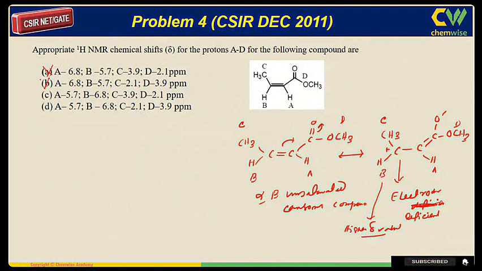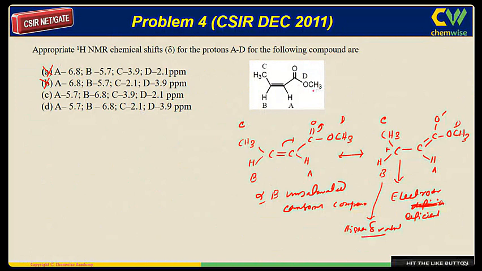These are not correct, because B has to be higher, because B is attached to an electron deficient environment. That's why B has to be higher. That's why I have quit these 2 options. Next, I have 2 options left. Here I have to look at D.